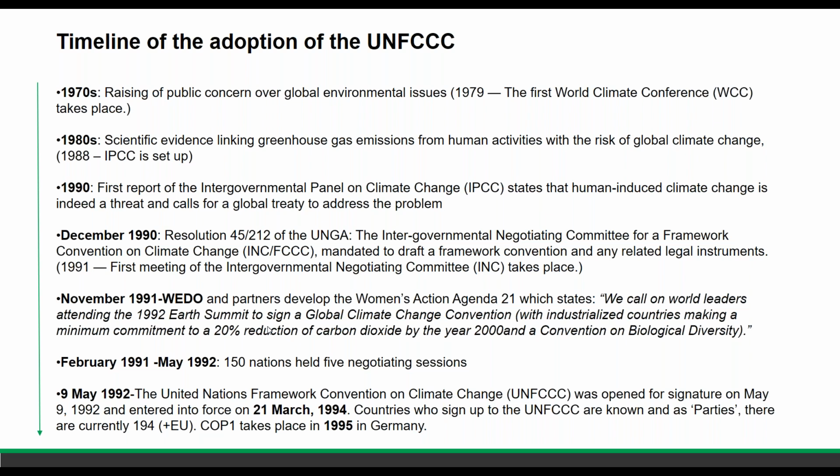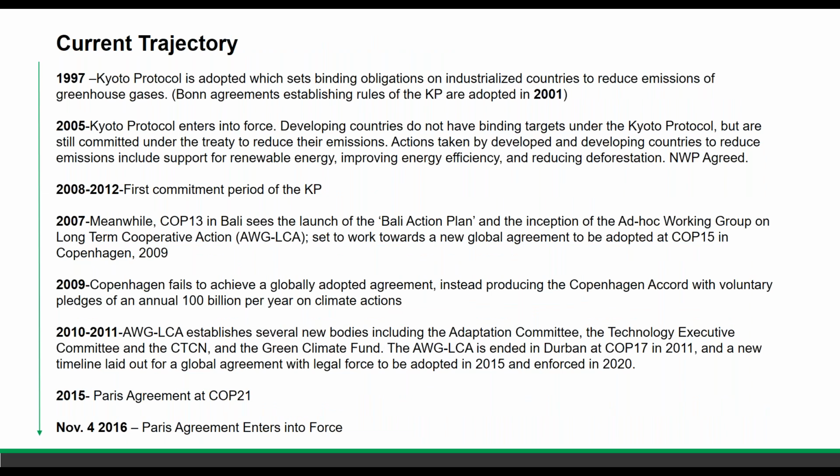After 5 negotiating sessions between 91 and 92, in 1992, the Framework Convention was open for signature, and it entered then into force 2 years later in 1994, with the first COP taking place in 1995. From 1995 until 1997, there were a number of negotiations that took place, and in 1997 you saw the adoption of that first update. So the first regulatory framework to set binding obligations on industrialized countries to reduce emissions of greenhouse gases.